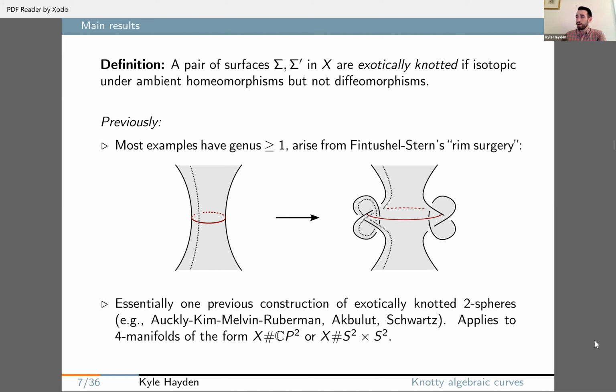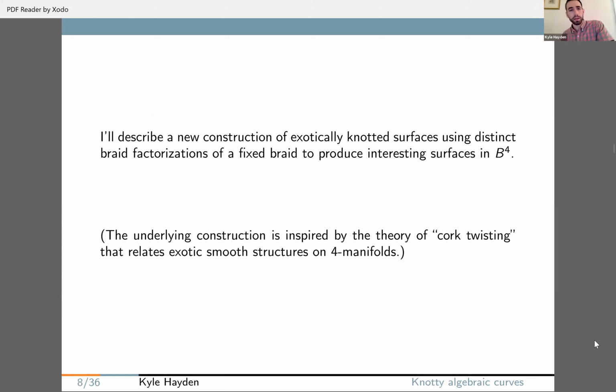Okay. All right, so getting towards the construction of the disk that I was talking about, we're going to present it in terms of braid factorizations. Now, this isn't the same way the construction is presented in the version of the paper that's online right now. This is something that is a nice alternative perspective that I've been trying to flesh out. But the underlying construction itself is inspired by cork twisting, and I'll explain that if there's time. But for now, I'll present the idea in terms of braid factorizations.